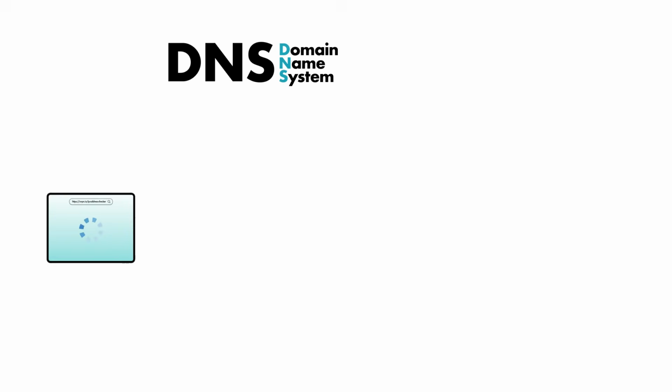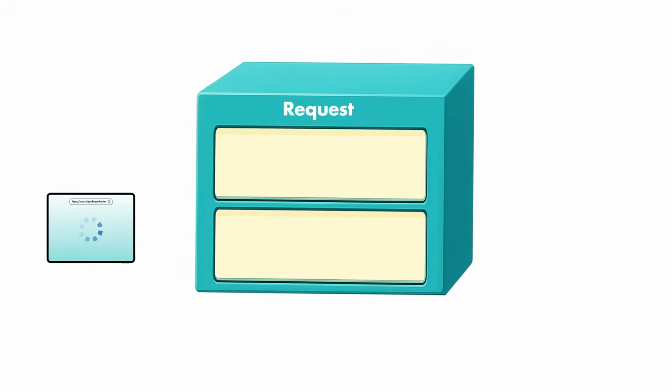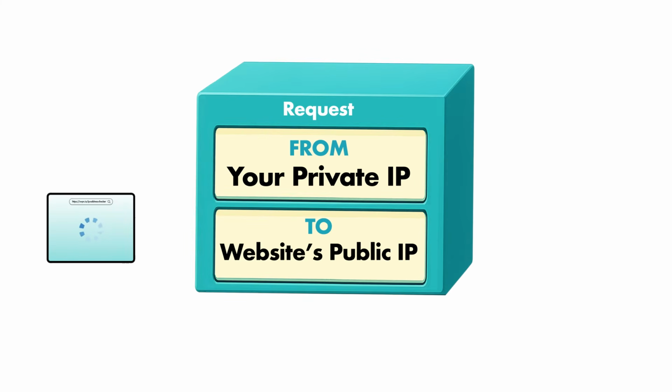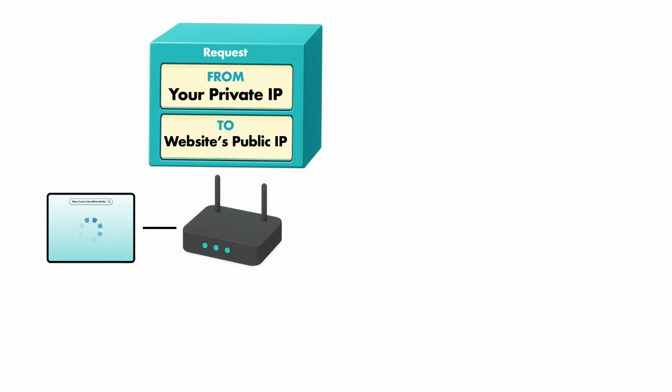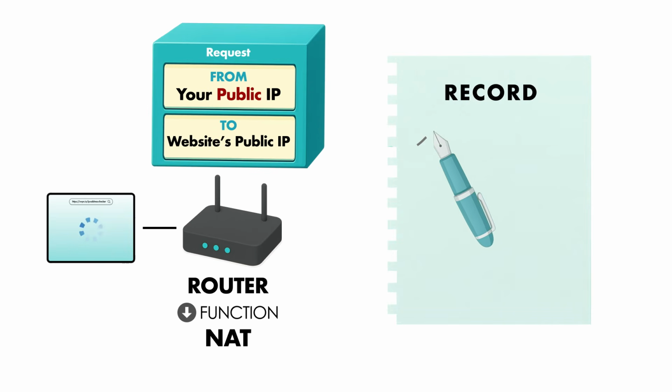Firstly, DNS resolves the website's domain to an IP address. Then your device sends a data packet like this, from your private IP to the website's public IP. When the packet reaches your router, NAT kicks in. The router replaces the source address, your private IP, with your public IP, and keeps a record of this translation.